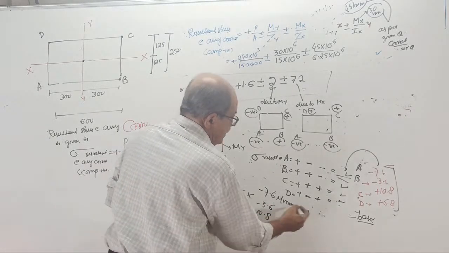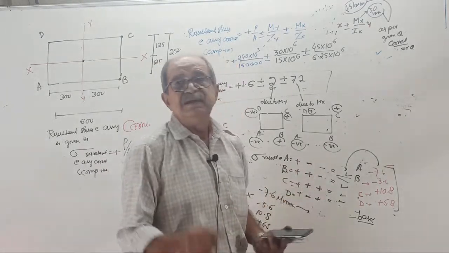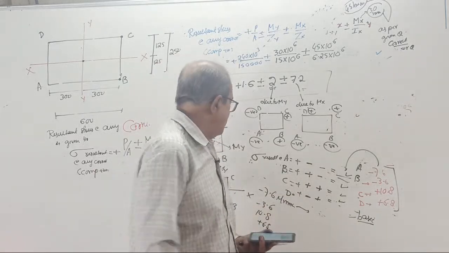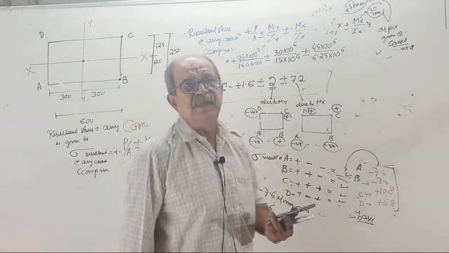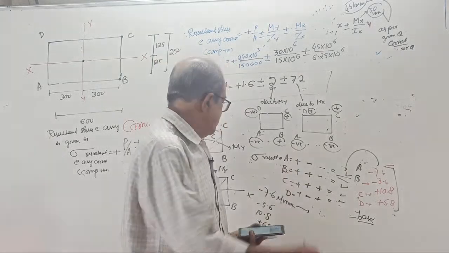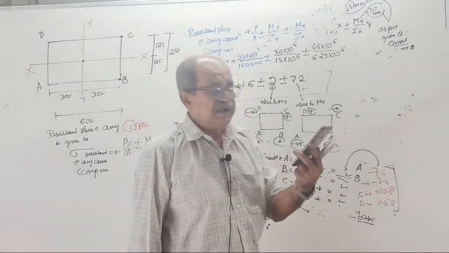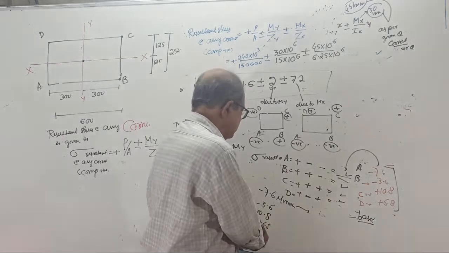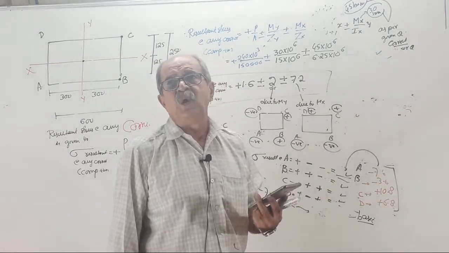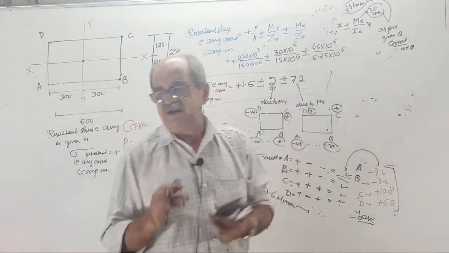Then you should write minus 7.6 means tension of 7.6. Minus 3.6 means tension 3.6. Plus 10.8 means compression 10.8. Plus 6.8 means compression 6.8. That much you have to do.